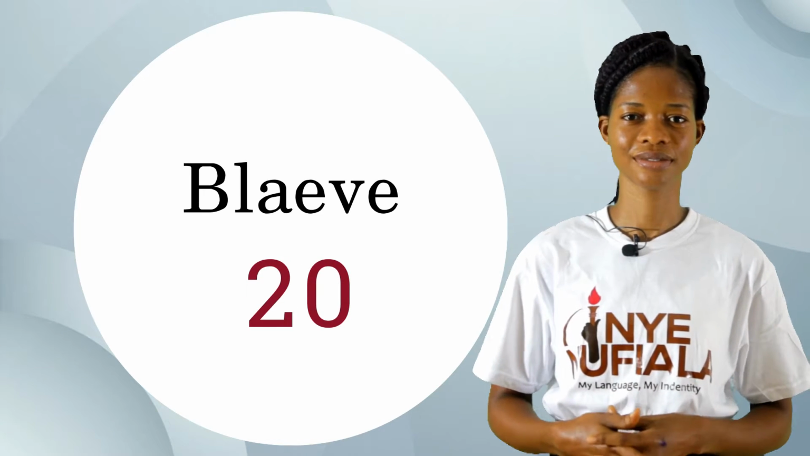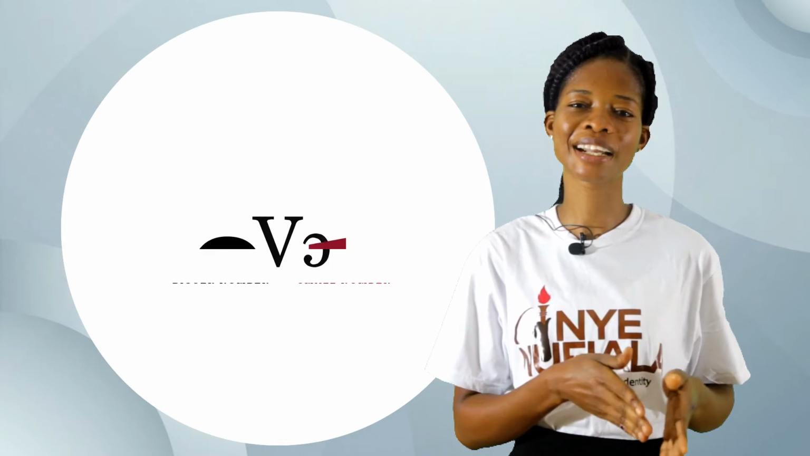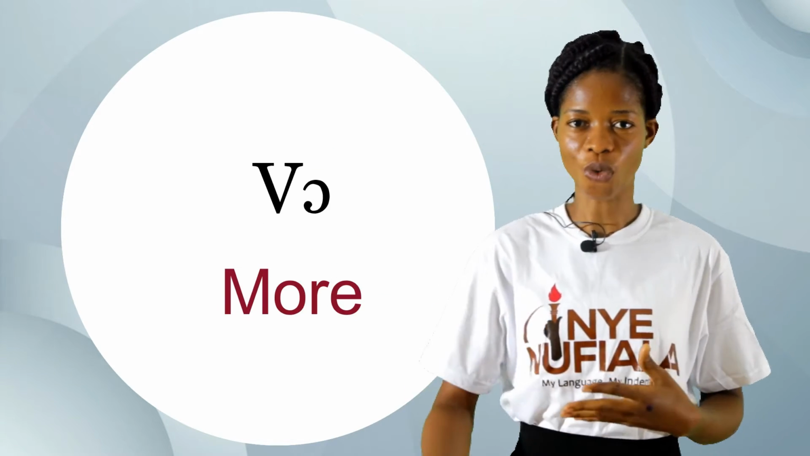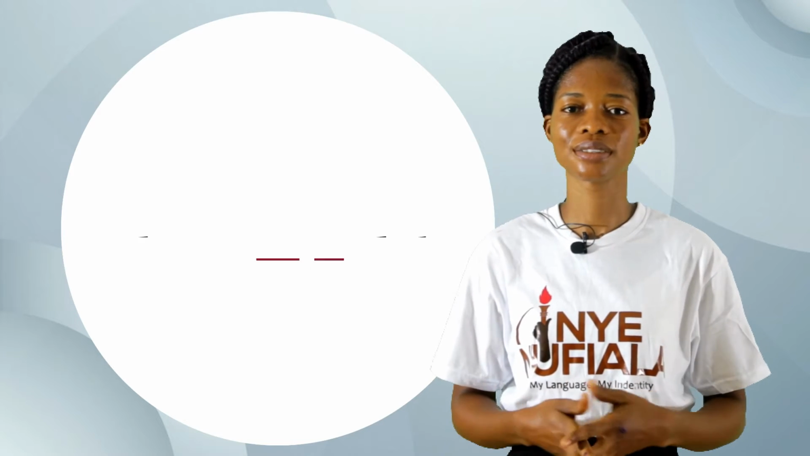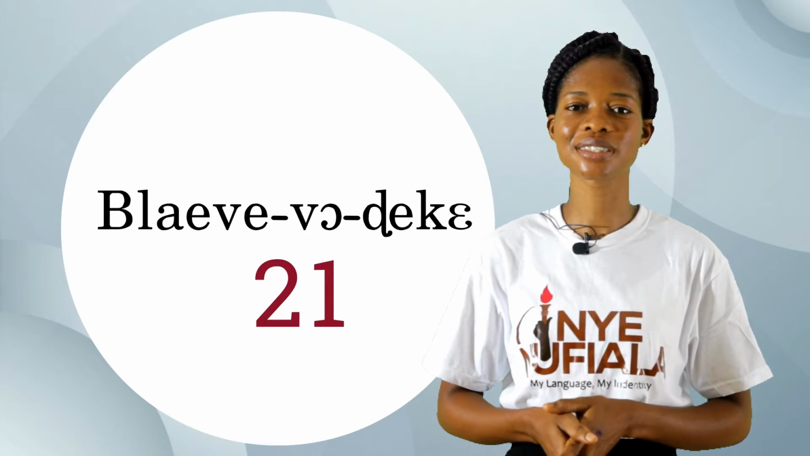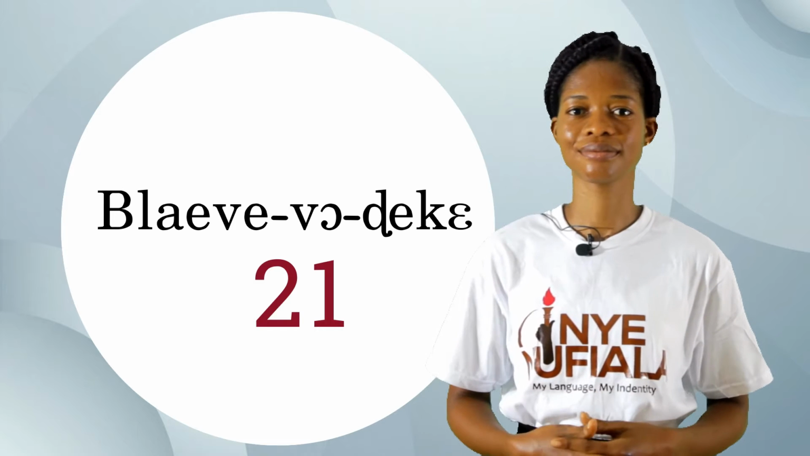blaeve. Now, to continue from blaeve, you need to insert a particle called vɔ between the bigger number and the smaller number. Vɔ means more, or a bigger number and more. For instance, if you want to say 21, you say blaeve-vɔ-ɖekɛ, which means 20 and more by 1.